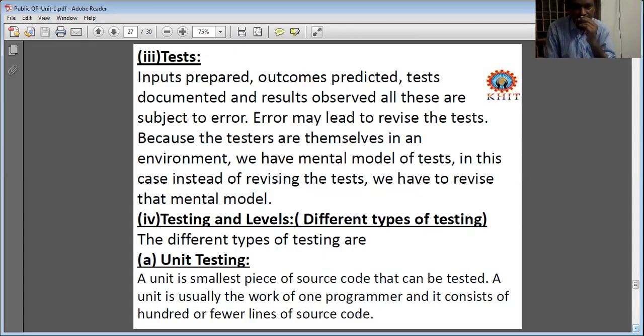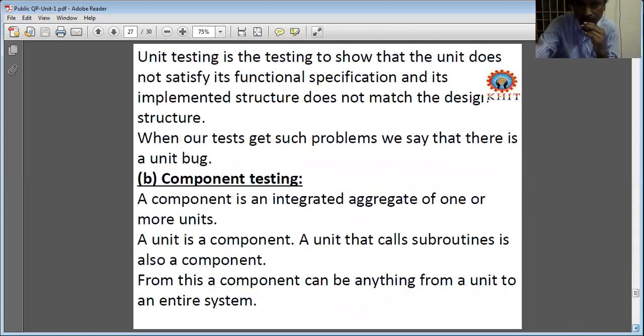The different types of testing are, first, unit testing. A unit is the smallest piece of source code that can be tested. A unit is usually the work of one programmer, and it consists of hundreds or fewer lines of source code.